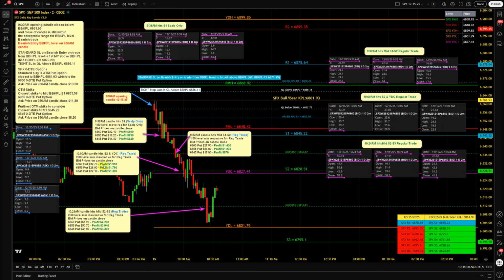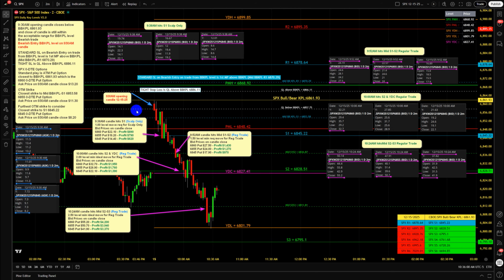The profit on the 6860 is now $1,950 per option. The 6855, $1,760 per option. The 6845 is now $1,390 per option. Now here on the 10:24 a.m. candle, it hits mid S2, S3. That is now a 2.5 level move for a regular trade.